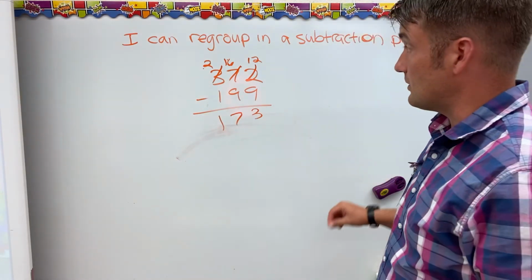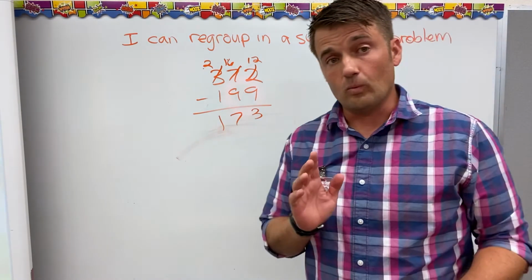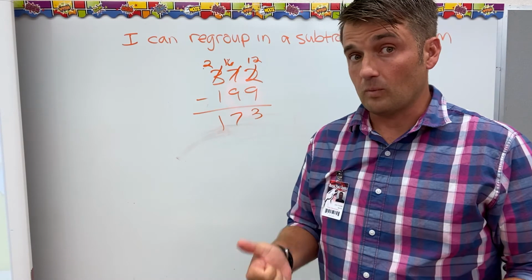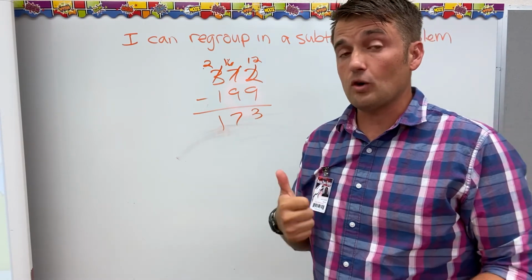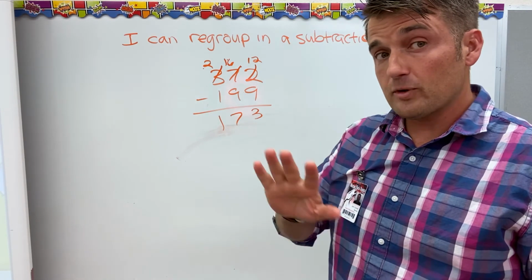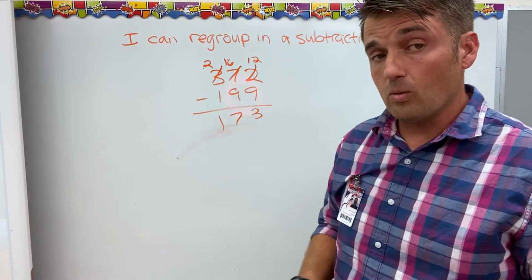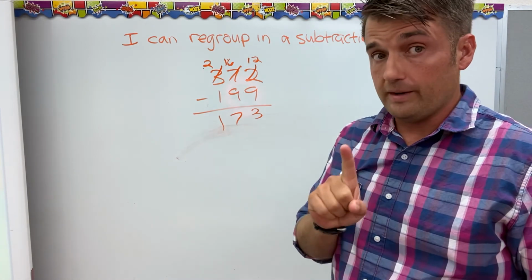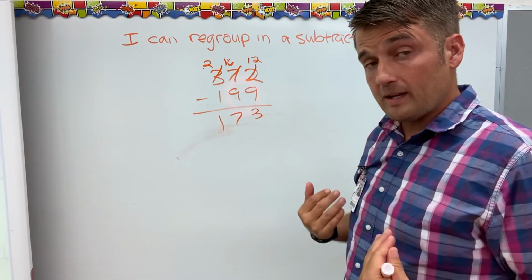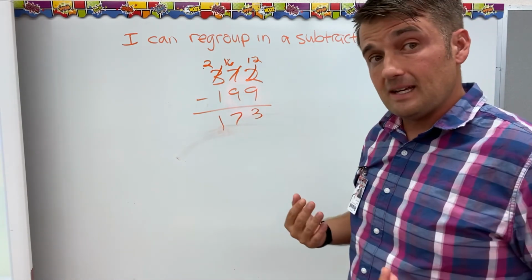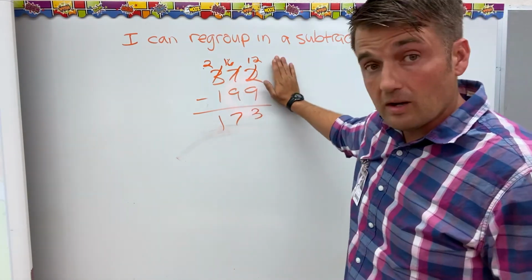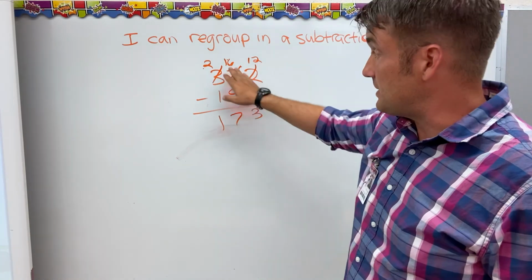Okay, 173. So, when do you regroup or borrow? Bigger bottom. Whenever there's a bigger bottom, you always borrow from the neighbor. The neighbor that's giving 1 away always goes down 1. And the neighbor that is borrowing is always going up by 10, which just looks like adding a 1. Okay? 2 became 12. The 6 became 16.